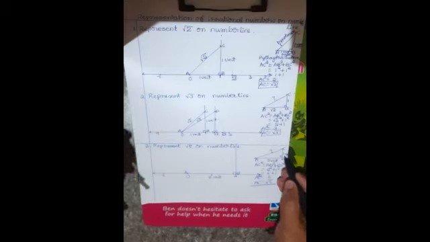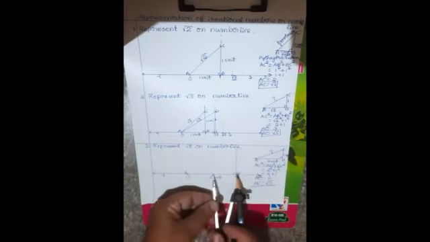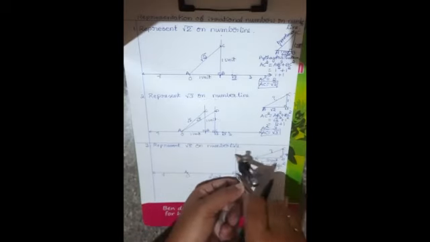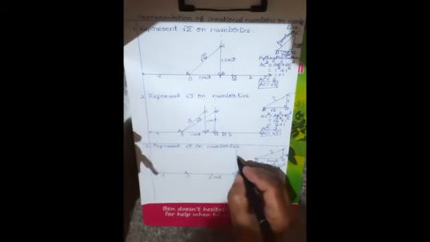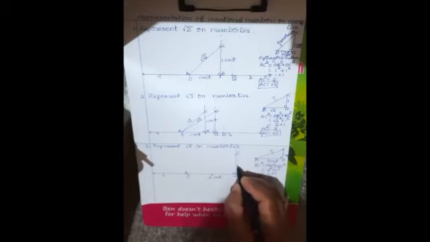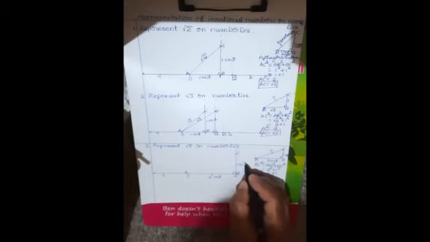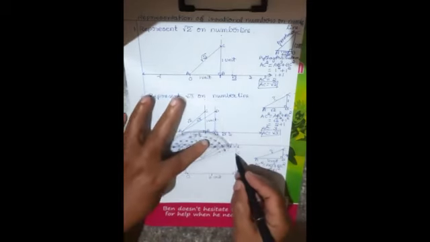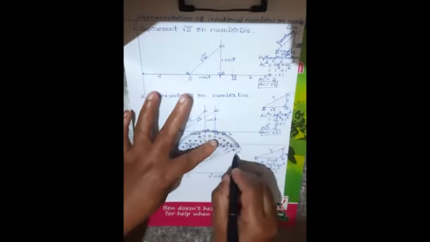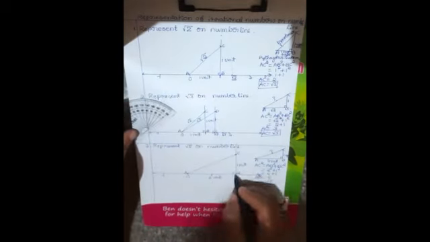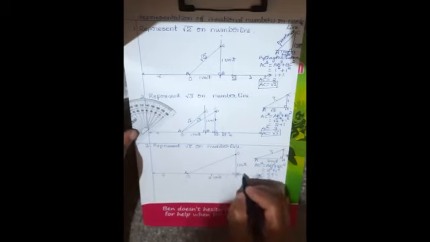Now, what is BC? BC is of length 1 unit. So, take 1 unit length. This is 1 unit. So, take 1 unit on perpendicular and this point be C. So, this is 1 unit. Now, join AC. Here AC is the hypotenuse. So we can observe right triangle ABC.